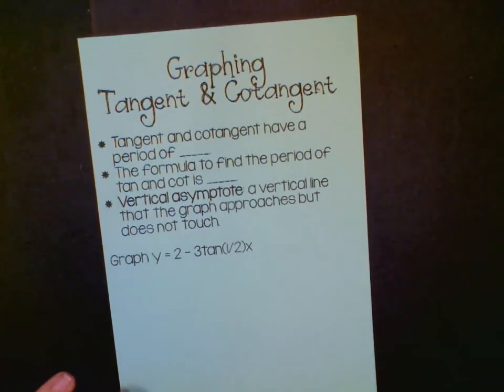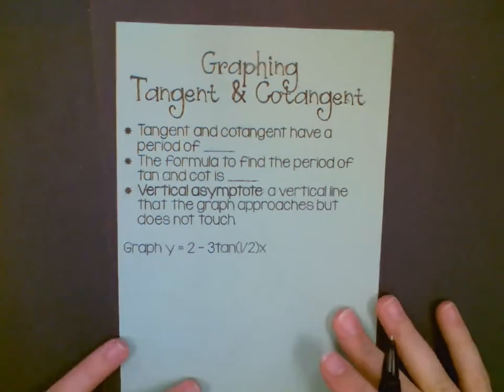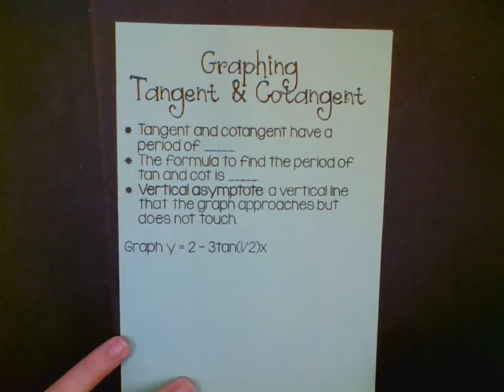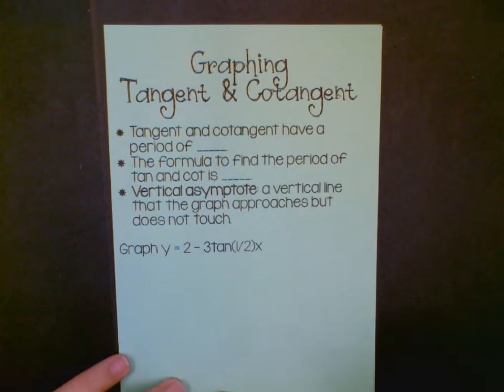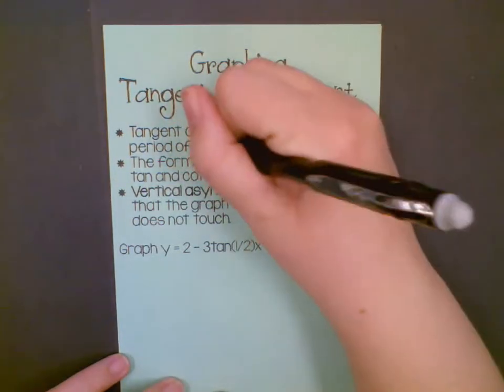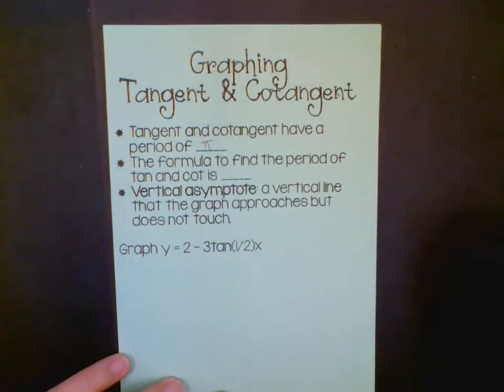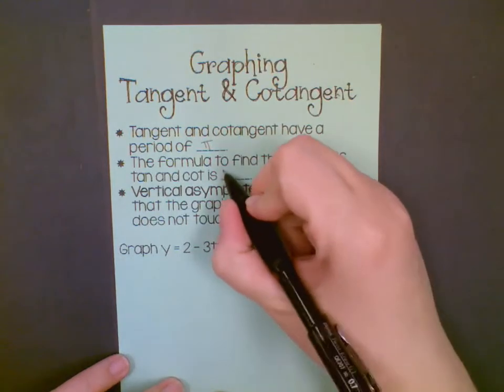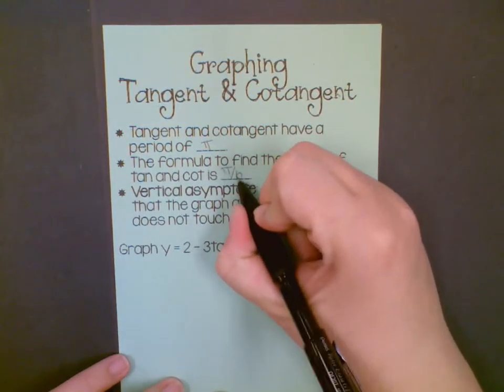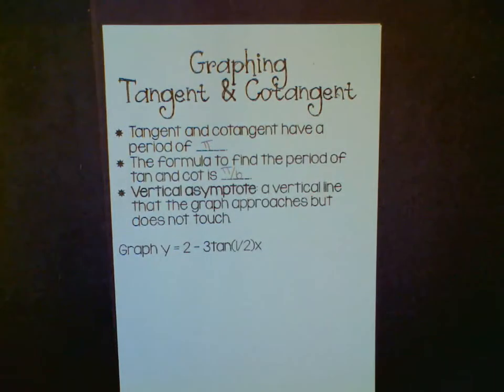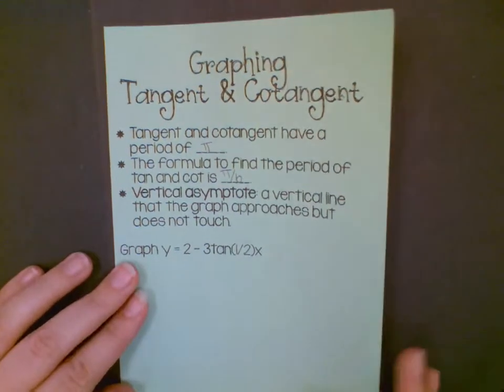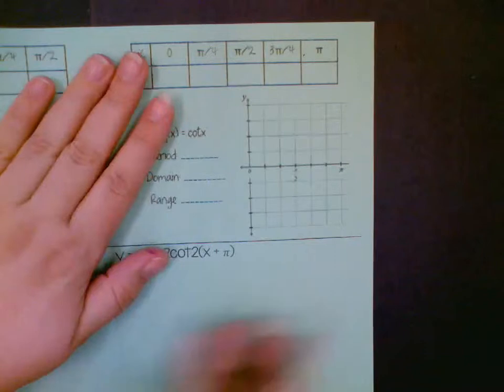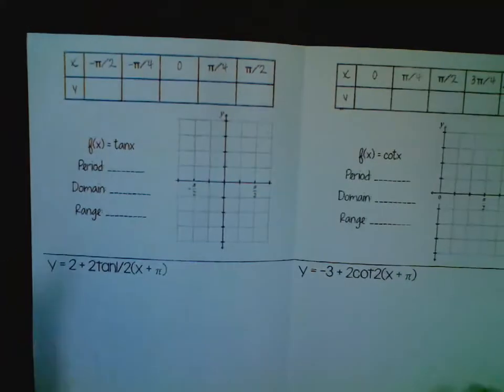Do you remember when we did those graphs last week what the period of tangent and cotangent was? Good. So it was just pi. That means the formula to find our period would just be pi over b. So it's not 2 pi over b like it was for sine and cosine. Tangent and cotangent are different. So let's take a look at our basic graphs inside, and then we'll go back and do that example in the front.